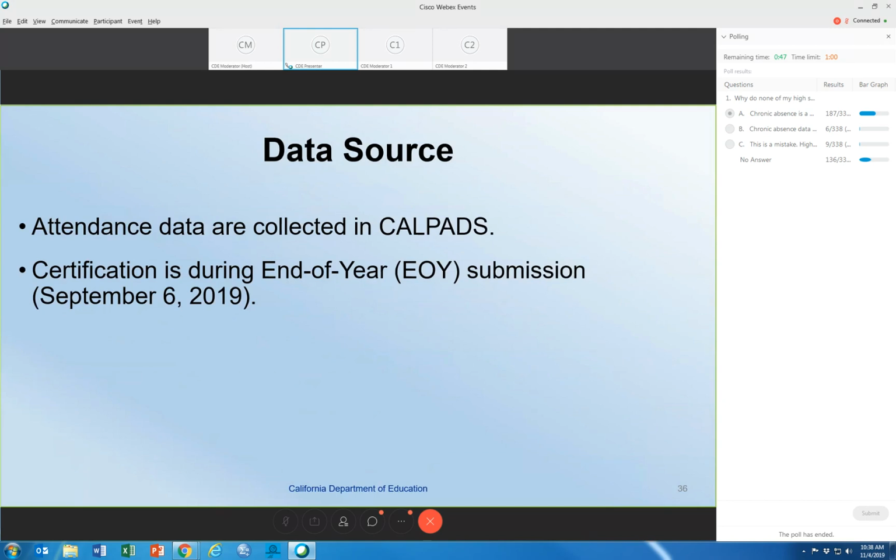This is the same certification window that suspension is happening. So usually if you have not certified your data in one, you have not certified it in the other.